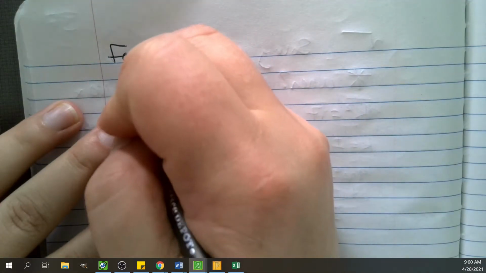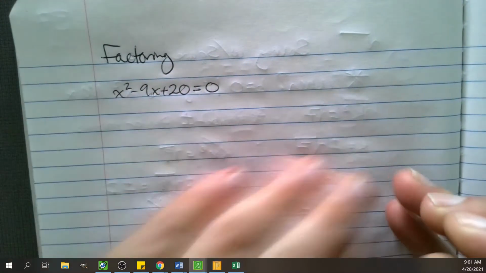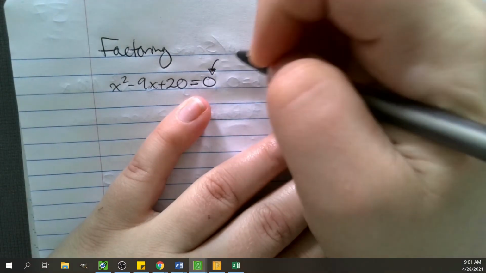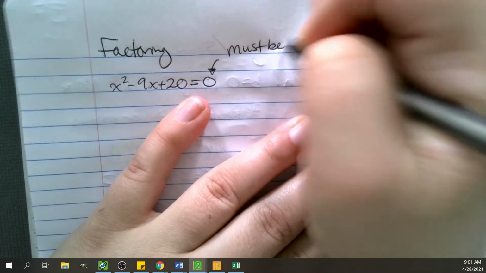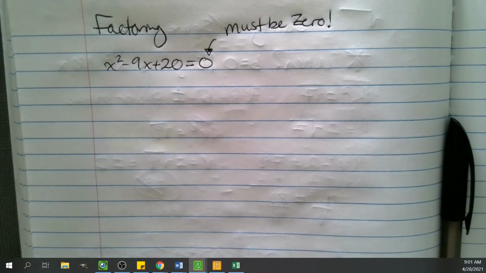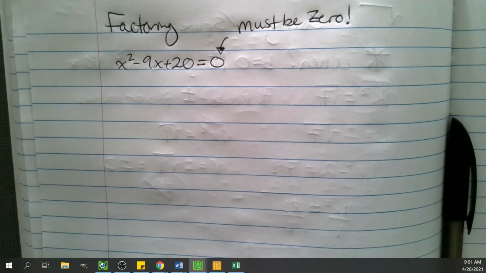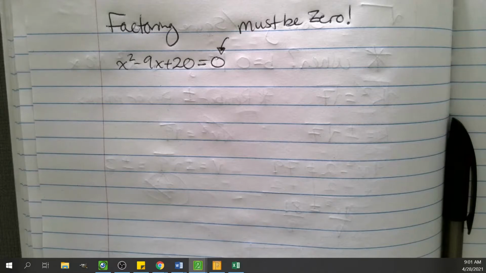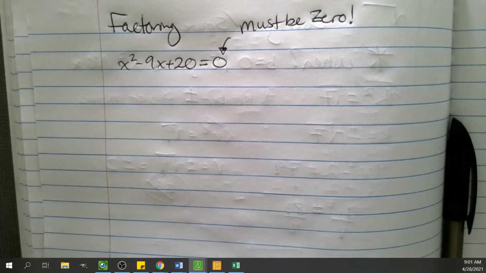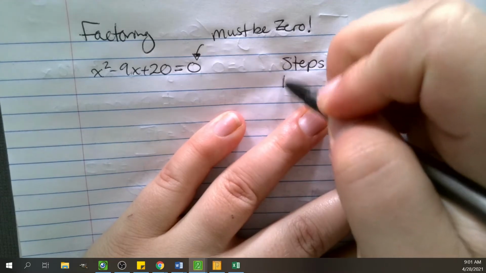If I gave you this, it's super important that that is 0. If it's not 0, you can't do anything. You got to get it to 0 first. So here's your steps again. So we're just putting these all in one place.